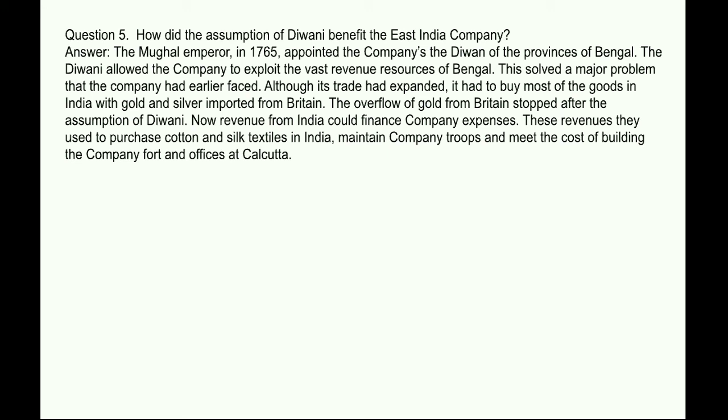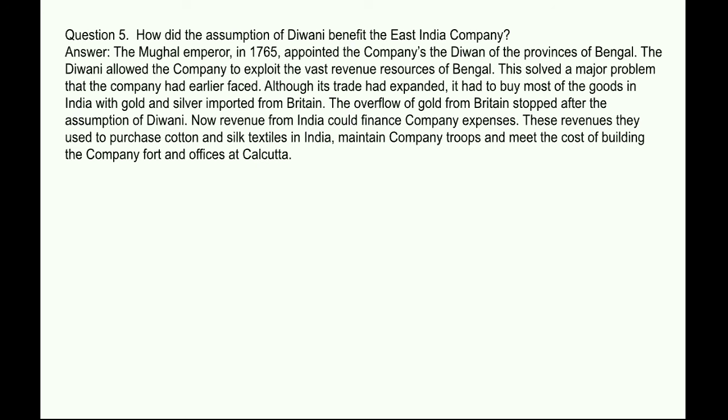Next question. How did the assumption of Diwani benefit the East India Company? Answer. The Mughal Emperor in 1765 appointed the company the Diwan of the provinces of Bengal. The Diwani allowed the company to exploit the vast revenue resources of Bengal. This solved a major problem that the company had earlier faced.